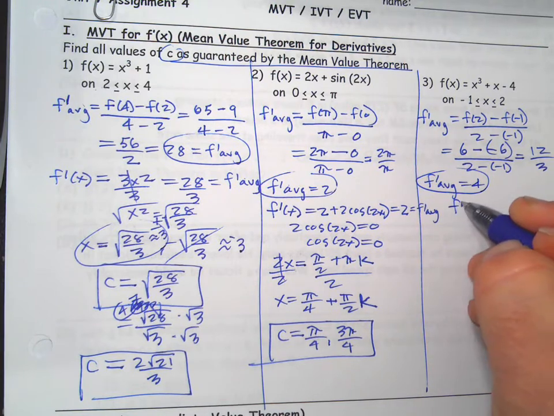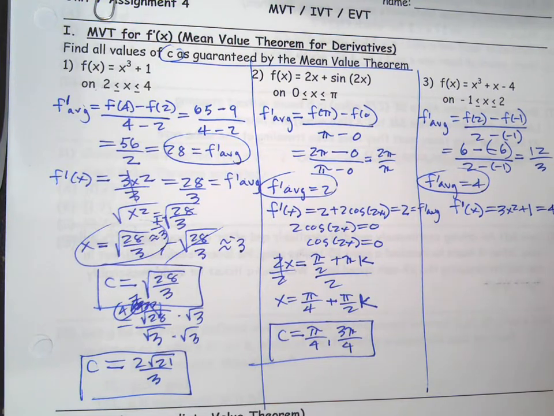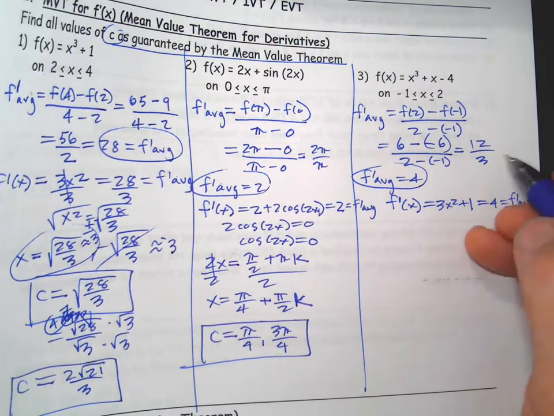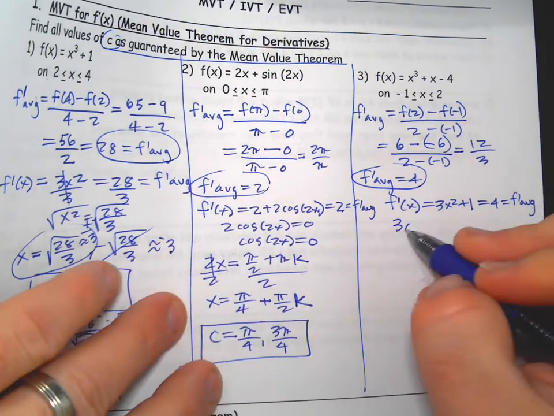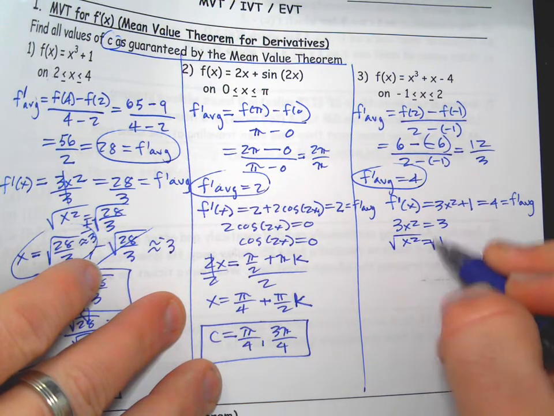f prime of x is 3x squared plus 1. We're going to set it equal to 4, the average derivative. So we're going to try and figure out where the actual slope equals the average slope. I'm going to solve it. 3x squared equals 3. x squared equals 1. Square root both sides, plus or minus.